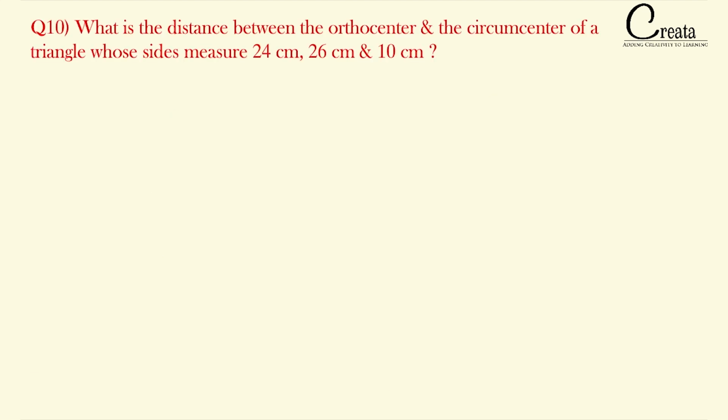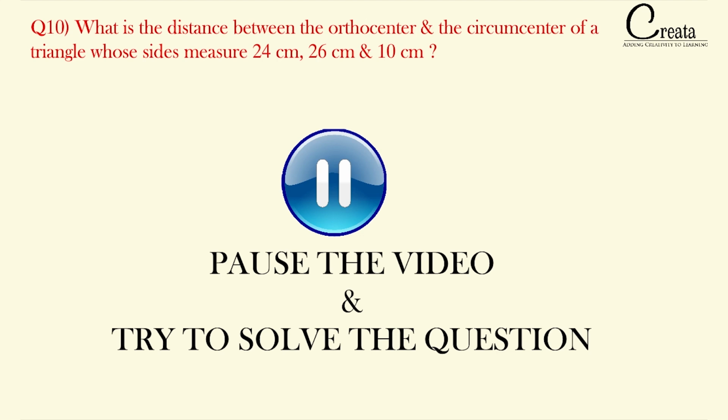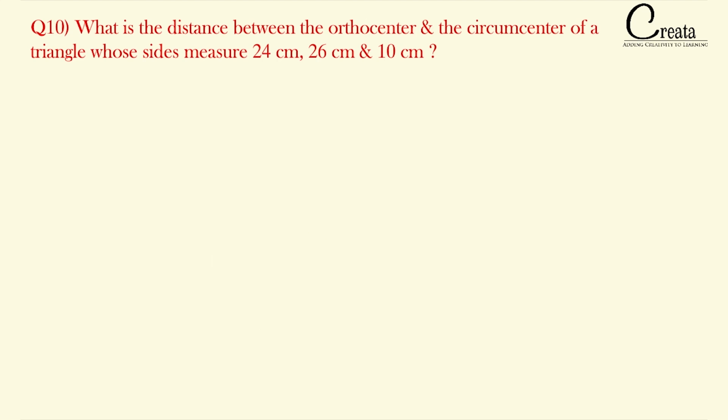Let's move to the next question. The question is, what is the distance between the orthocenter and the circumcenter of a triangle whose sides measure 24 cm, 26 cm and 10 cm? Our first step, we will observe the question. In this question, a triangle is given whose 3 sides are given as 24, 26 and 10 cm.